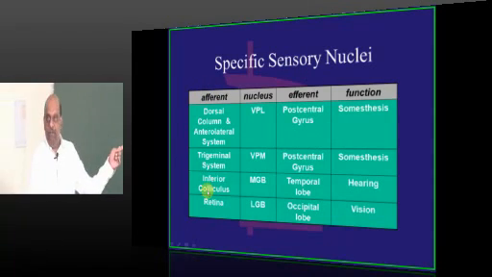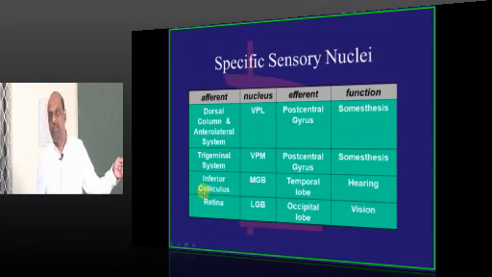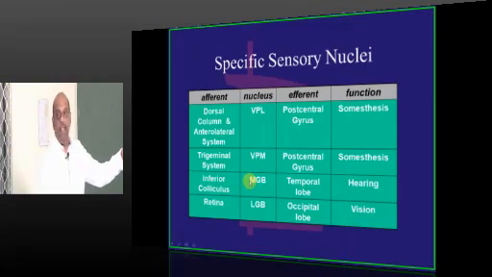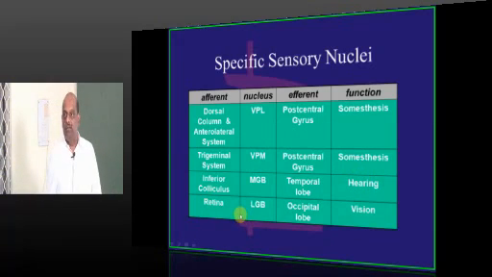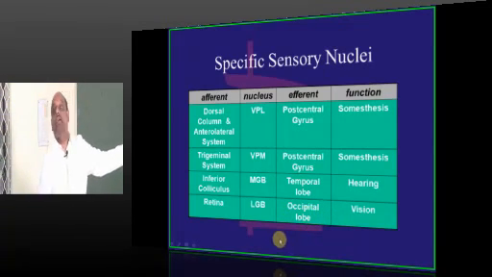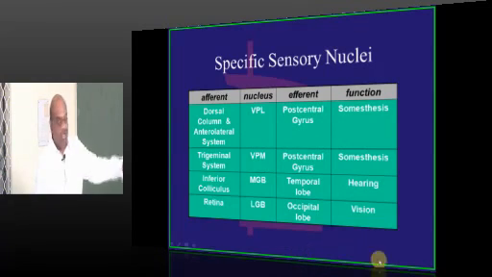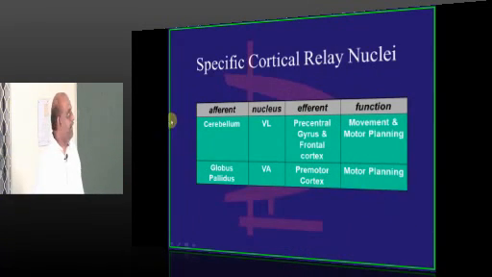Then we have the inferior colliculus, which will be reporting to which nucleus in the thalamus? Medial geniculate body. And it ultimately projects to the temporal lobe, where the auditory cortex is located, and it is important for hearing. Then we have the retina, which will be projecting to the lateral geniculate body, and it will be reporting to the visual cortex at the calcarine fissure in the occipital lobe, and it is important for vision.